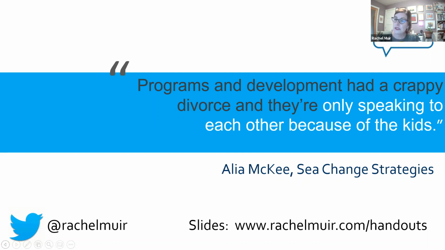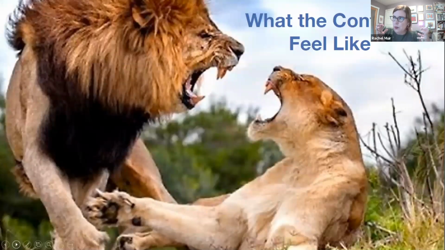Programs and development had a crappy divorce, and they're only speaking to each other because of the kids. And in a lot of organizations, it's like this. Even at my organization, we were so divided, like Jennifer Aniston and Vince Vaughn in the breakup. We were on other sides of the spectrum from one another, and it felt super intense, like we were at each other's throats.